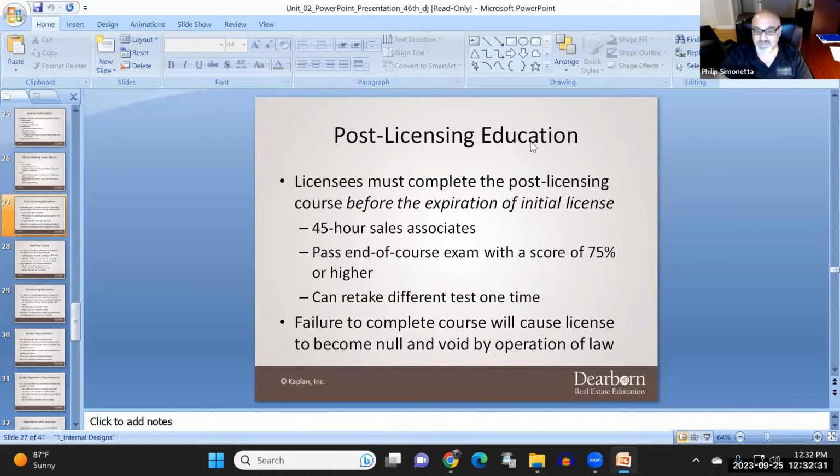For a broker, it's 60 hours. You have to pass the end of the course exam with a 75 or higher, and it's online. It's an online course. You can retake the test one time, so if you fail it, you can take it again. It's not that hard. Failure to complete the course will cause your license to become null and void by operation of law. You can't extend it. You can't do anything. When you go to renew your license, it won't let you renew it unless this is done. Okay.